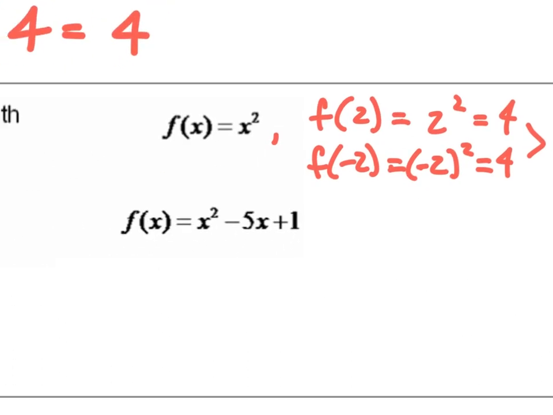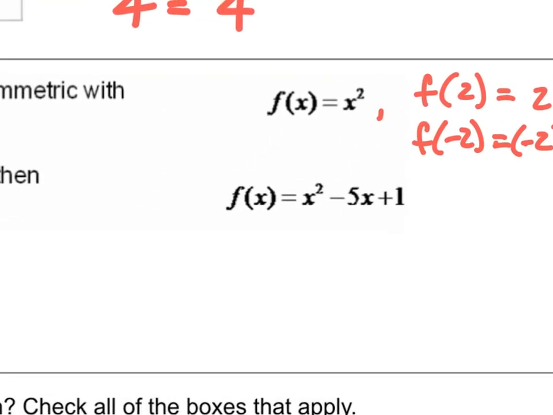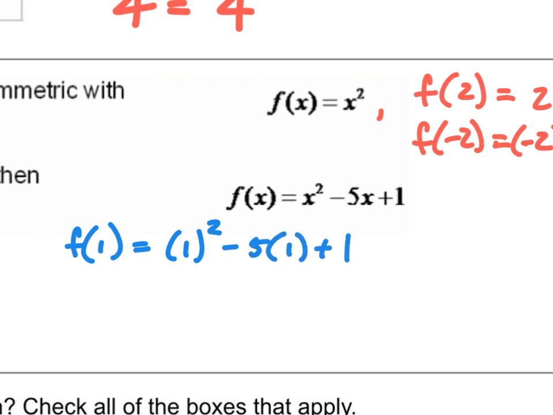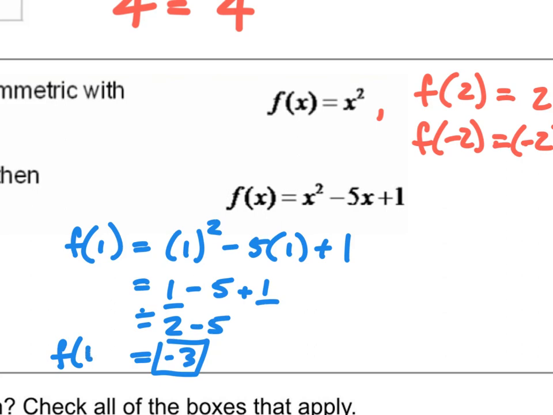If we come over here and try this one, let's find f of 1 and f of negative 1. For f of positive 1, I get 1 squared minus 5 times 1 plus 1. 1 squared is just 1, minus 5, and then plus 1. 1 plus 1 is 2, and 2 minus 5 gives us a value of negative 3. So f of 1 is equal to negative 3.